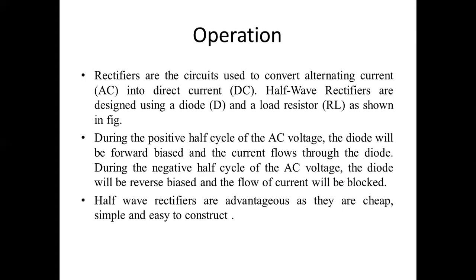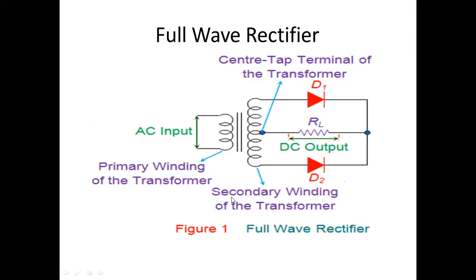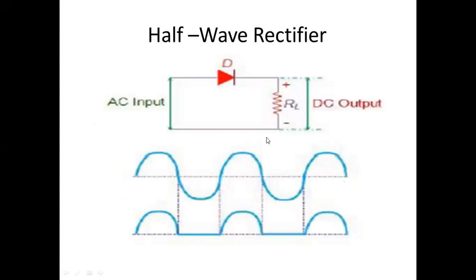For that reason, half wave rectifiers are advantageous as they are cheap. What are the advantages? The cost is very low, and they are simple and easy to construct. Construction is very easy: use one diode, connect one load resistance to it, and give the supply. Isn't it easy? That is the half wave rectifier.